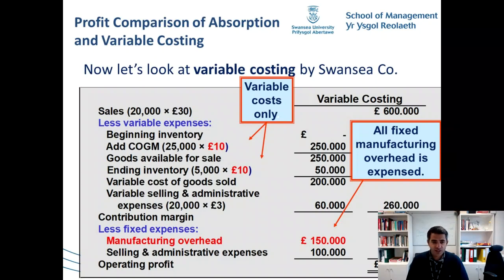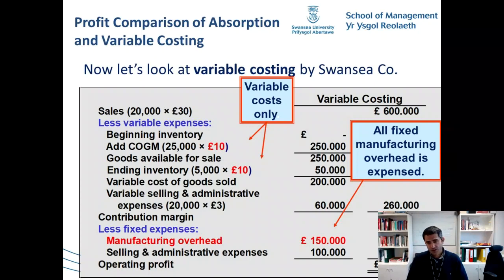So if you see now, there is a difference in terms of naming. Under absorption costing, if you remember, we call it a gross margin, but under variable costing, we call it contribution margin. So please make sure that you distinguish between the two methods here. So now we've done the product cost element.